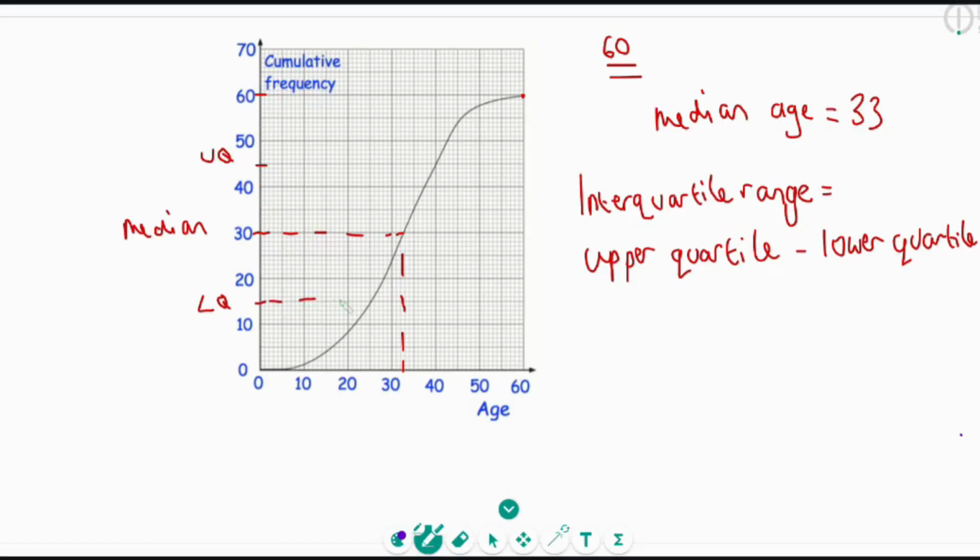Remember, you've got to read across and find their age. So the lower quartile is 25. Upper quartile, 40. So the interquartile range, 15.